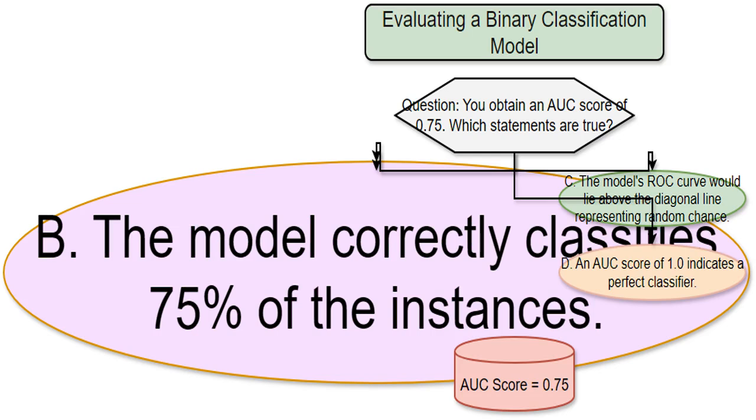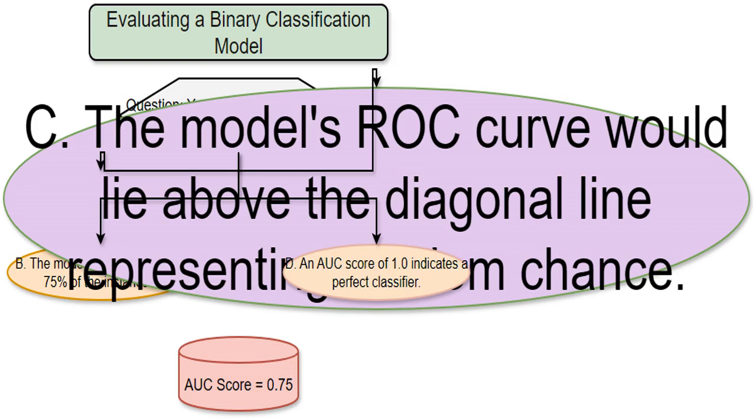Awesome, right? This is false. AUC doesn't directly measure the percentage of correct classifications. That's accuracy. AUC measures how well the model can distinguish between the positive and negative classes, regardless of the number of correct classifications. Think of it like this. A model could correctly classify 75% but have a lower AUC if it struggles to rank positive instances higher than negative instances.